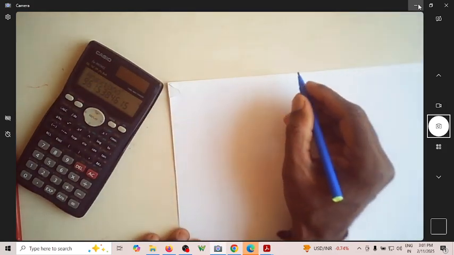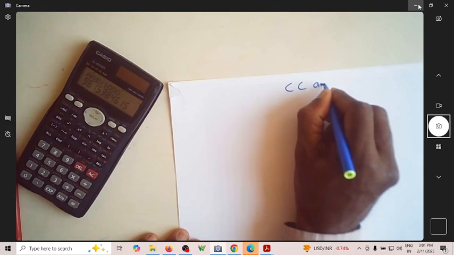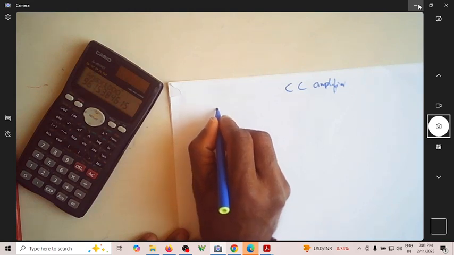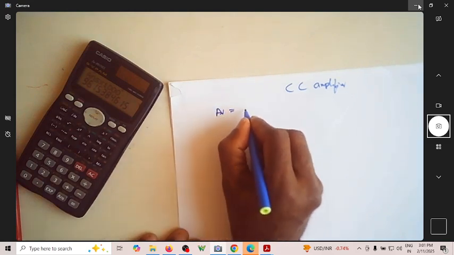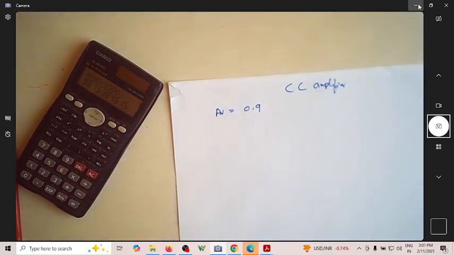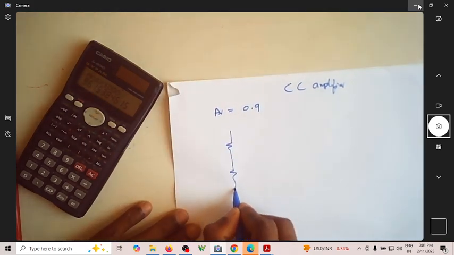And let us do one design for a CC amplifier with the expected gain. This is the CC amplifier. So I want to have a gain of AV, let this be 0.9. If 0.9 is the expected gain, what should be the values of R1, R2 and RE?